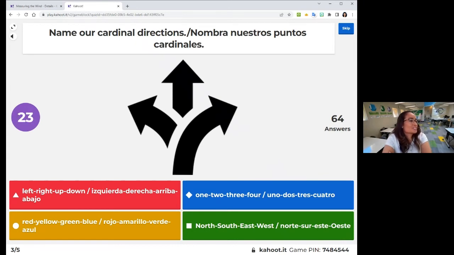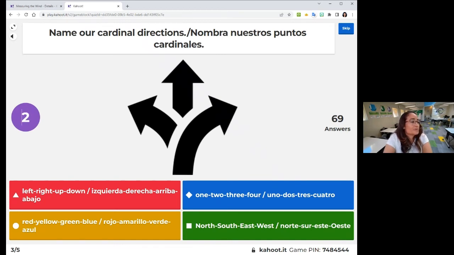Our cardinal directions, and hopefully you know where your directions are from school to home. That could be a good way to practice over vacation. I would love to see kids practice their directional orientation. Name our cardinal directions. Which one's it going to be? This one should be pretty easy too.